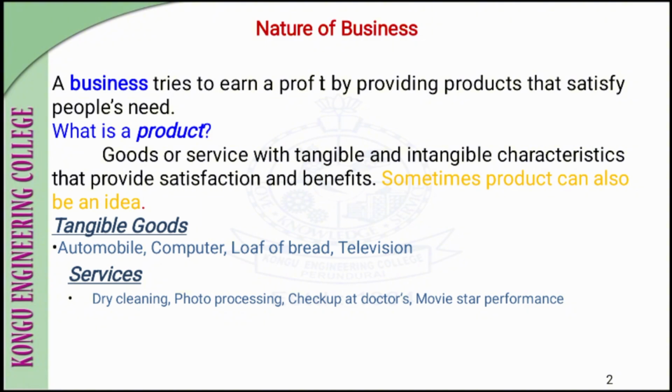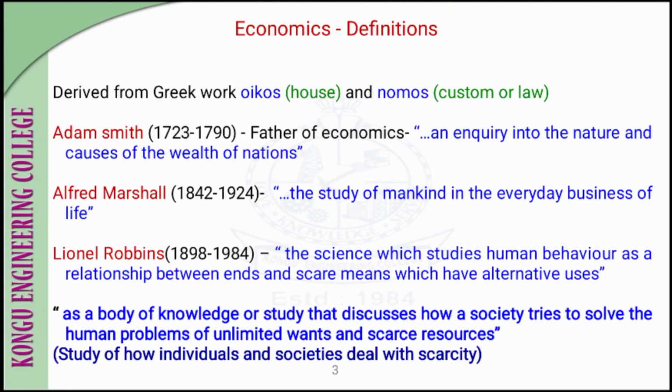So we know what is meant by business. Generally we can think of business as profit, whatever products we are producing, and we need to gain. To satisfy the customer's need is the main purpose of business. And in business, a product means goods and services. Sometimes the product can also be an idea. Among tangible goods we have automobiles, computers, and television, and we have services like government services, medical care, transport, photo processing, a doctor's checkup, and a movie star's performance. So, coming to the main topic, economics.